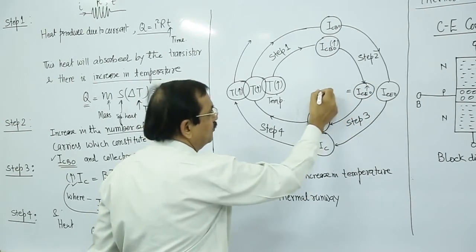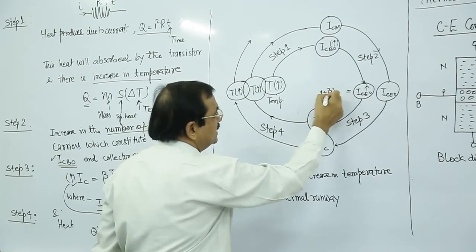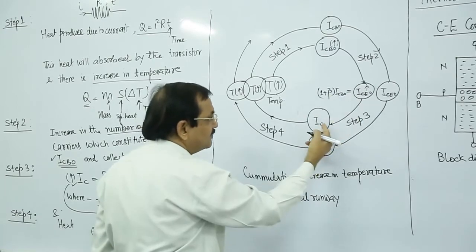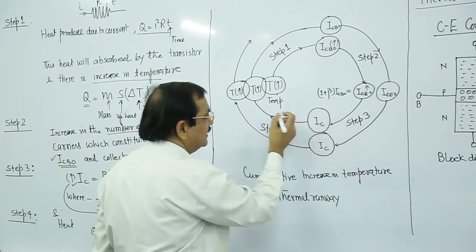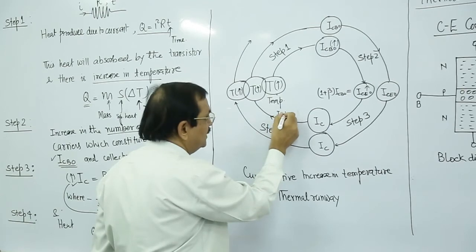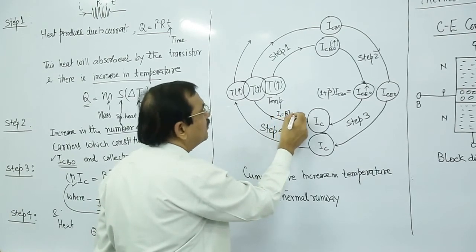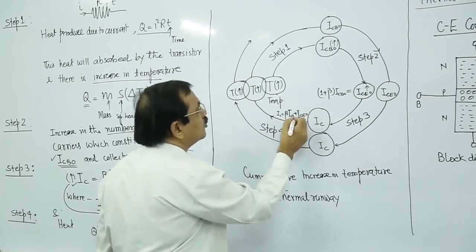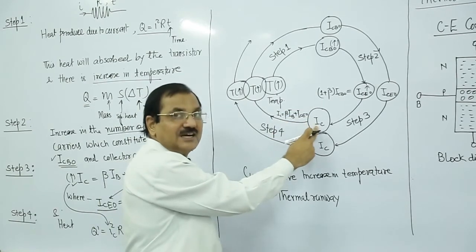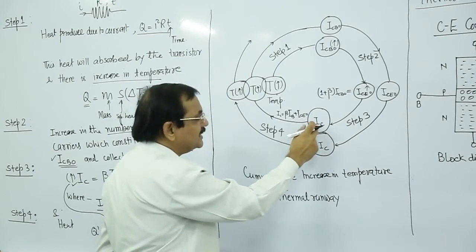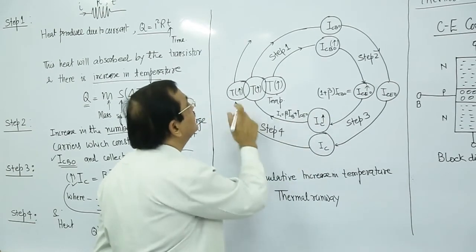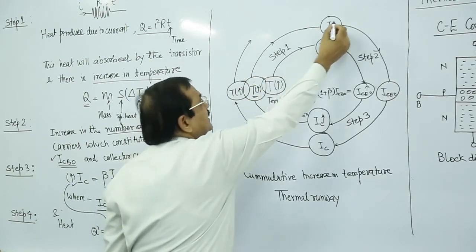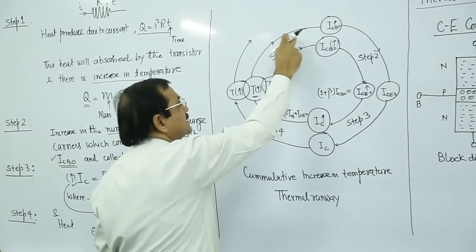What is ICEO? It is (1 plus beta) ICBO. This will increase, and this will increase this IC. So IC is equal to beta IB plus ICEO. So there is an increase of IC. This IC increase will increase the temperature. And again, this temperature increase increases ICBO in step 1.